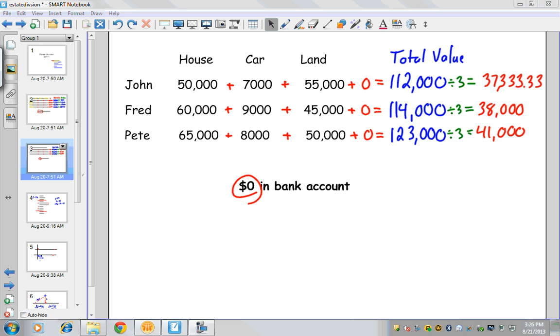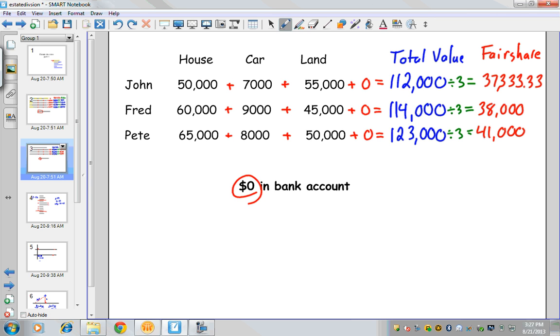Okay, I went ahead and did my quick calculations, and I figured out the fair share. It's all written in red here. Let me rewrite it. Fair share. So if you were able to get these numbers, congratulations, you're good with steps 1 and 2.